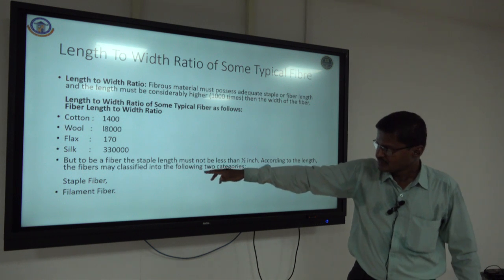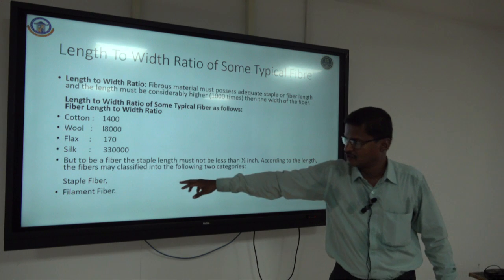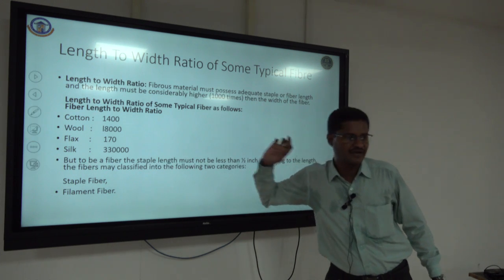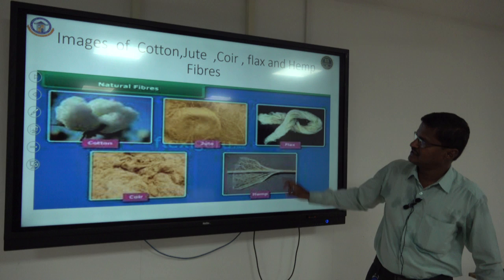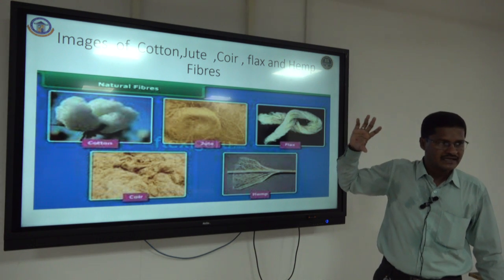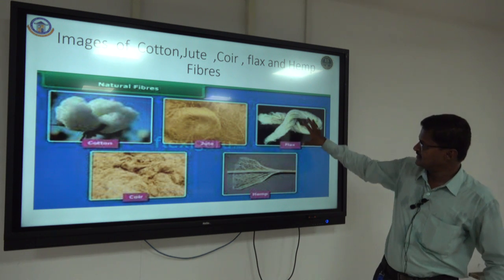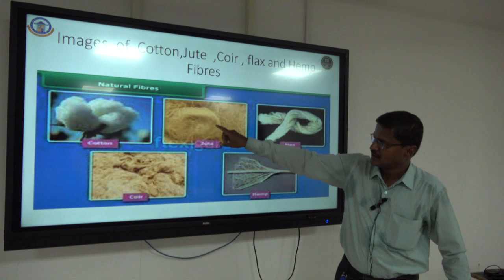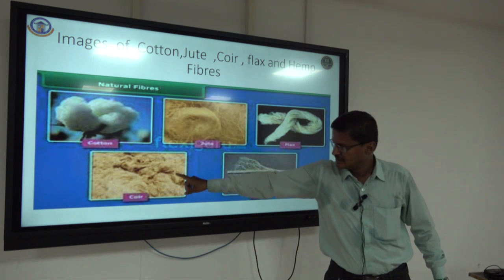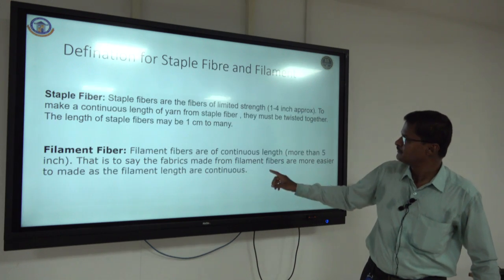Next, the fibers are classified depending upon the length. The fiber is classified into staple fiber and filament fiber. So what does this mean? Before going to the definition of staple fiber and filament, we can see the images of the fiber. This is the image of the flax, jute fiber, cotton fiber. This is the coir fiber, and this is the ramie fiber.